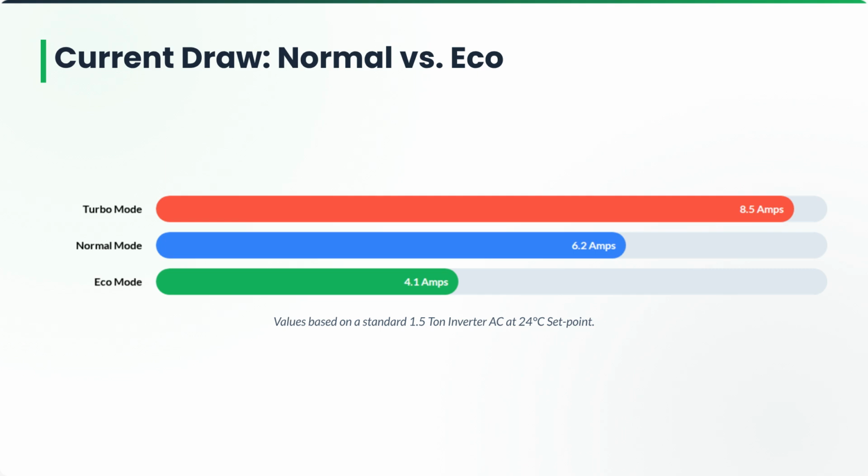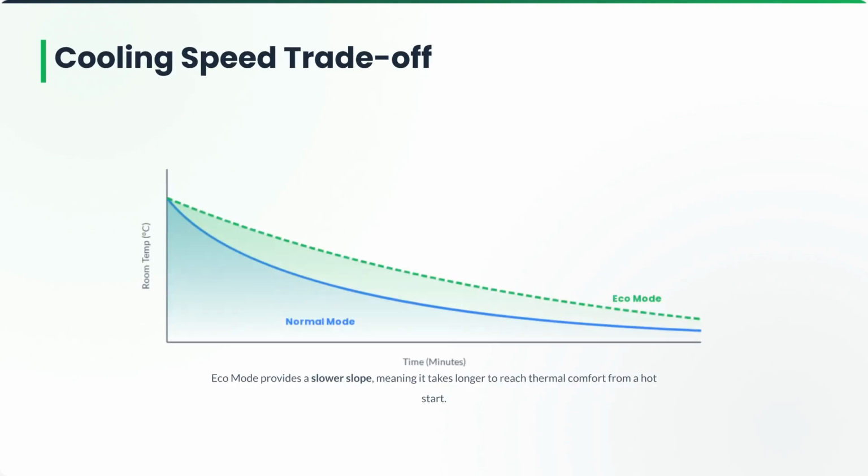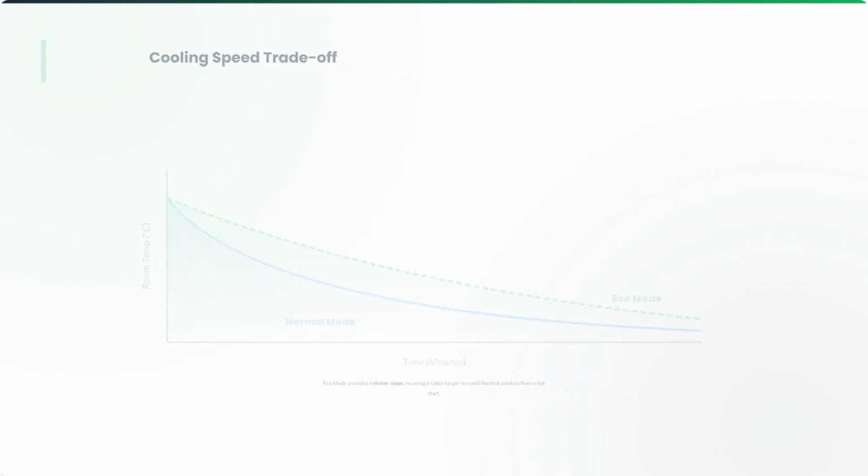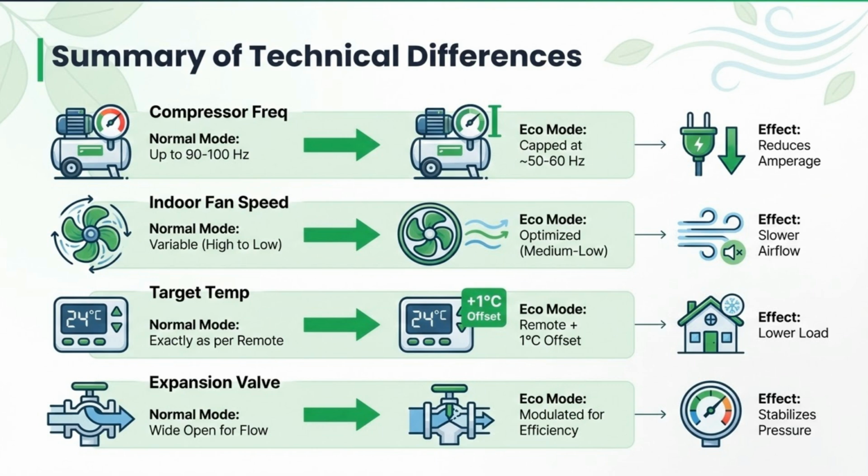For a standard 1.5-ton inverter AC, it drops to 4.1 amps compared to 6.2 in normal mode and 8.5 in turbo mode. There is a cooling speed trade-off. Eco Mode has a slower slope, meaning it takes longer to reach thermal comfort from a hot start compared to normal mode. In summary, Eco Mode caps compressor frequency, optimizes indoor fan speed, adds a 1 degree Celsius target temperature offset, and modulates the expansion valve for efficiency.